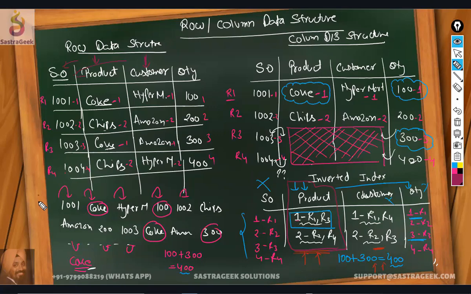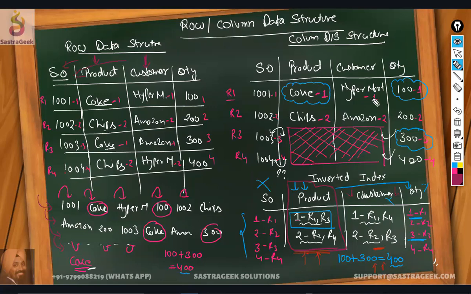In row data structure, what happens? Your queries work on your row data structure in a sequence. Just to give you an example, if you have two queries: what is the total open sales order for Coke? That is one query. The second query is, what is the total number of orders for customer Hypermart? Both queries can work parallelly. One query can work on your product, the same example which we have said. The second query can come directly here on customer.